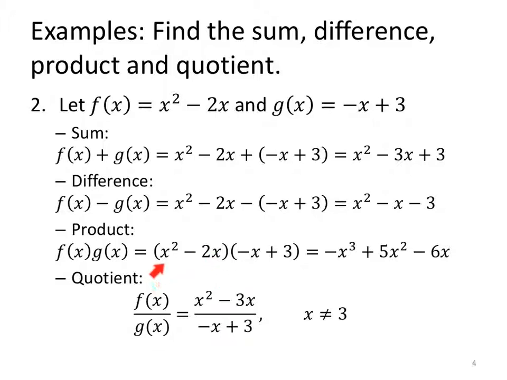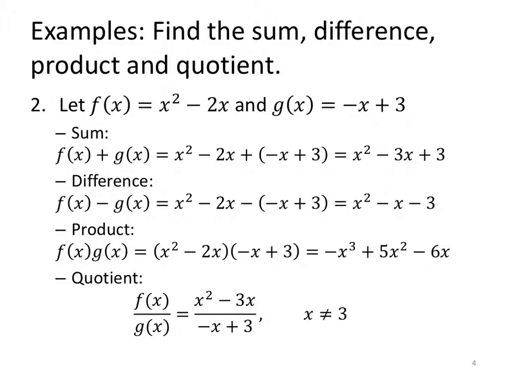I'm paying attention now. X squared times negative x is a negative x cubed. X squared times 3 is 3x squared. Negative 2x times a negative x is a positive 2x squared. So I had 3x squared and positive 2x squared gives me 5x squared. I thought I made a mistake there for a minute. And the negative 2x times 3 makes a negative 6x. So I combined my like terms as I did my FOIL.